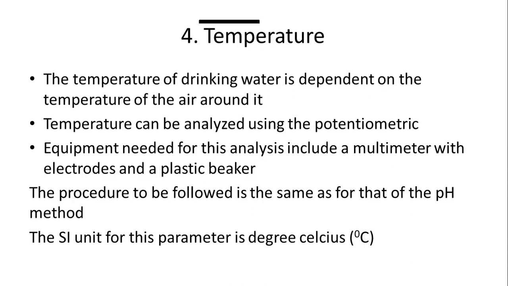So temperature can be analyzed using the potentiometric method, as you had said before: shaking the sample, putting it into the beaker, and then inserting the electrodes into the beaker, and then switching on the multimeter, and then getting the readings as you had done for the pH. So the procedure to be followed is the same as that for the pH method. The SI unit for temperature, as we all know, is degrees Celsius.